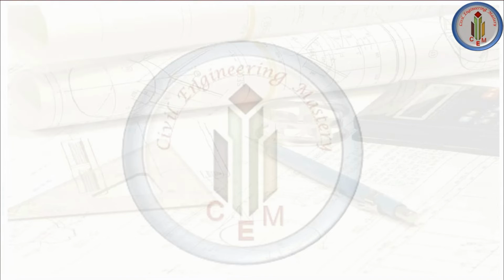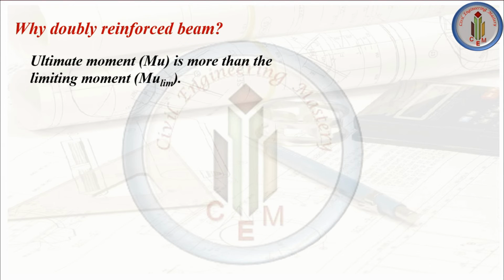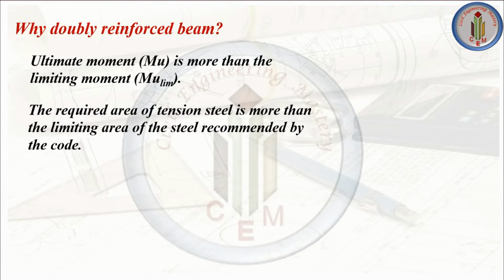Next, let's see why we need to provide a doubly reinforced beam: when the ultimate moment is more than the limiting moment. As I told you before, there are a few limiting values. When the moment Mu, that is the factored moment, is more than the limiting moment Mu limit, then we need to go for a doubly reinforced beam. Also, if the required area of tensile steel is more than the limiting area of steel recommended by the code, in this case also we need to go for a doubly reinforced beam.